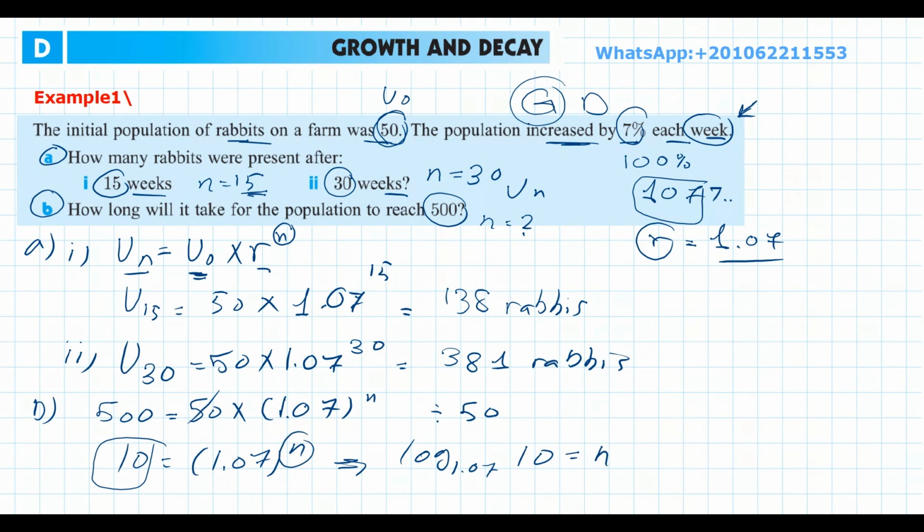You can use your own calculator by pressing log 10 divided by log 1.07. It becomes 34 weeks. Then n equals approximately 34 weeks. I think it's clear.